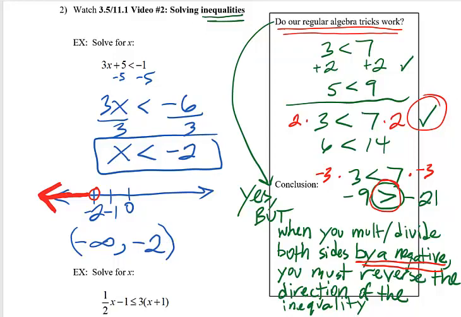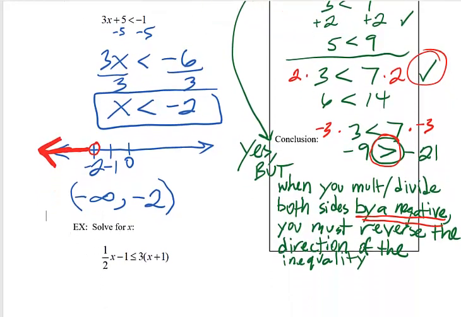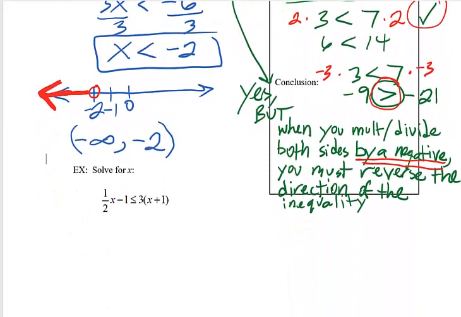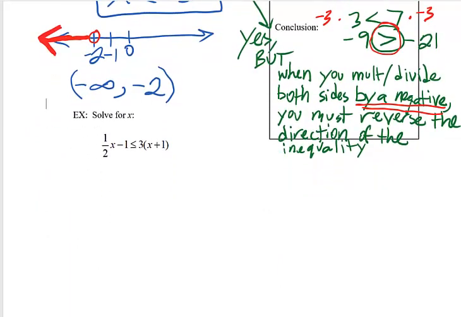Okay, now that we've got the basic idea, let's try another example. This example looks a little bit more complicated. All of these are going to work in a similar manner. You just pretend that this is an equal sign. You do exactly the same steps that you would otherwise do, unless you are multiplying or dividing by a negative.